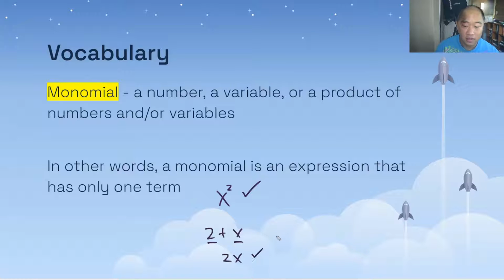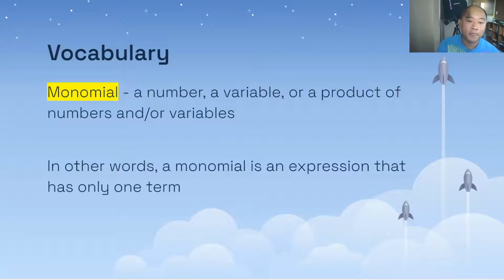2x, yes, this is fine, as long as it's a product of a number and a variable, or just a number or just a variable. These are all fine. As soon as you start introducing any operations like plus, minus, or divide, then no longer a monomial. Well, actually, you can divide in some cases. We'll talk about that later.